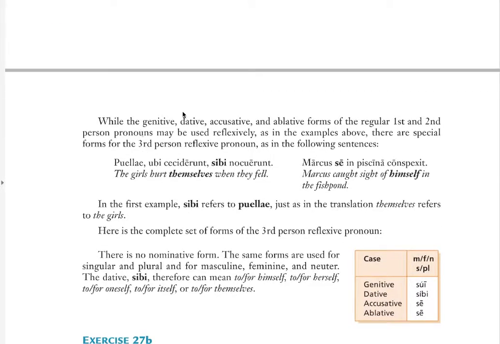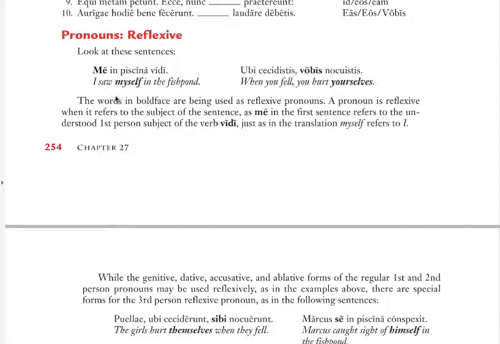More examples down here. Maybe it's worth just taking a look at what this says here. The words in boldface are being used as reflexive pronouns. A pronoun is reflexive when it refers to the subject of the sentence, as me in the first sentence refers to the understood first person subject of the verb vidi, as I just said, just as in the translation myself refers to I.